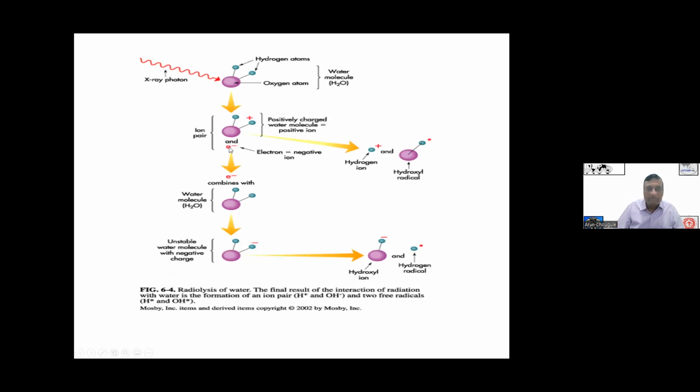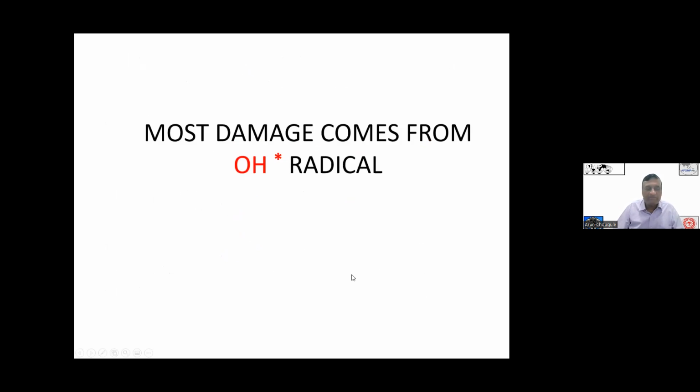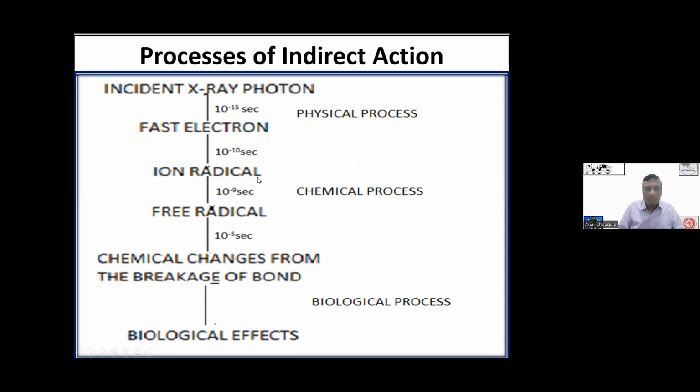Again here, how the electron and then the free radicals are formed is shown. I will not go into the details of this. Out of OH and H free radicals, most of the damage comes from OH, and oxic cells, or the presence of oxygen, will increase the production of these free radicals, and the effect will be enhanced. This is what is called OER.